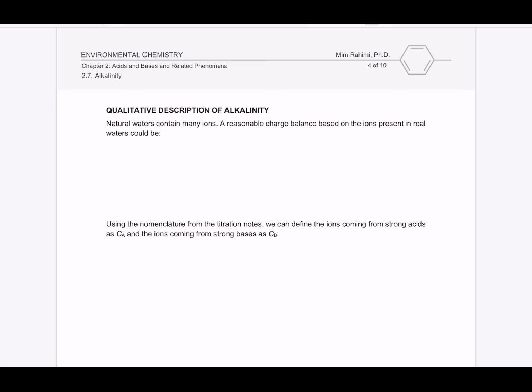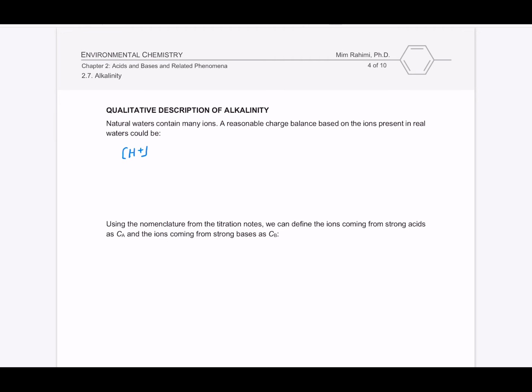So now let's look at a random natural water that is out there. Like any other aquatic sample, it follows the charge neutrality rule. In the very first lecture, we talked about one of the big assumptions in this course, the charge neutrality assumption. So let's say we have all the cations.